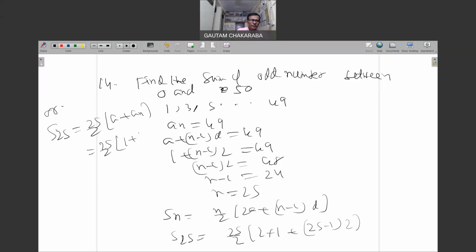So n is 25, and 49. So 25 by 2 into 50, that is 25 into 25, that is 625. This way is very simple, but if you forgot this relation, you apply the other formula because that is the universal identity. Note down, pause, note the answer first, then move to the next question.